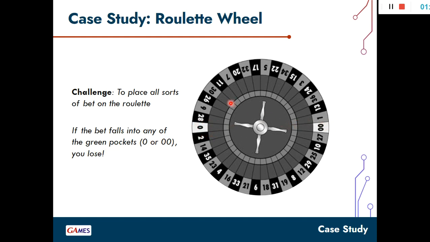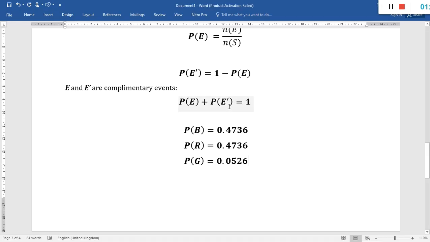The probability of landing in a red is 0.4736. The probability of landing in a black is 0.4736. In fact, the funny thing is we're going to get to a part in this lecture where we'll be adding the probabilities. The combined probability of landing in either a red or a black is these two added together, which will give you around 0.94.